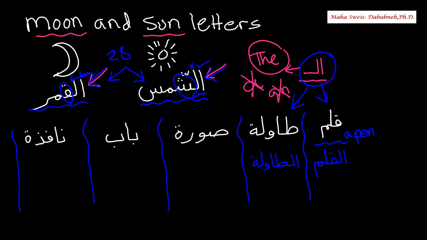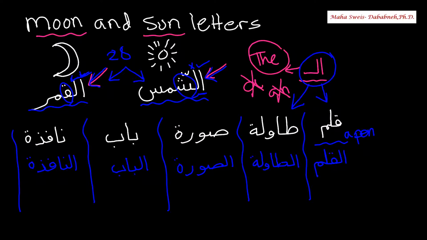Next, surah, we make it "the picture": الصورة. باب, الباب. نافذة, window, النافذة. So some letters are moon, some letters are sun.